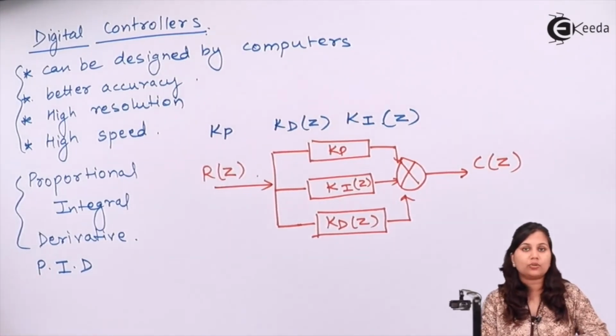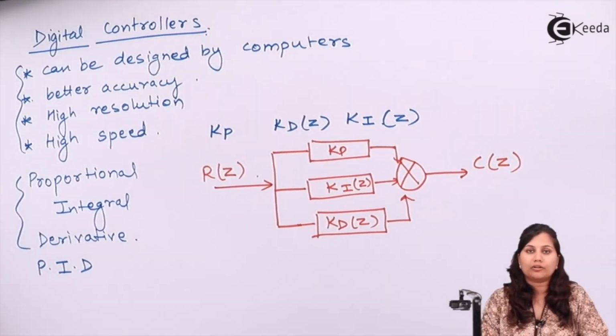So in this video, we have studied the controllers used in the control system, the types of controllers, analog and digital controllers, and then we studied the types of analog controllers: proportional, derivative, integral, and PID controller. So I hope this topic is clear to you. Thank you.